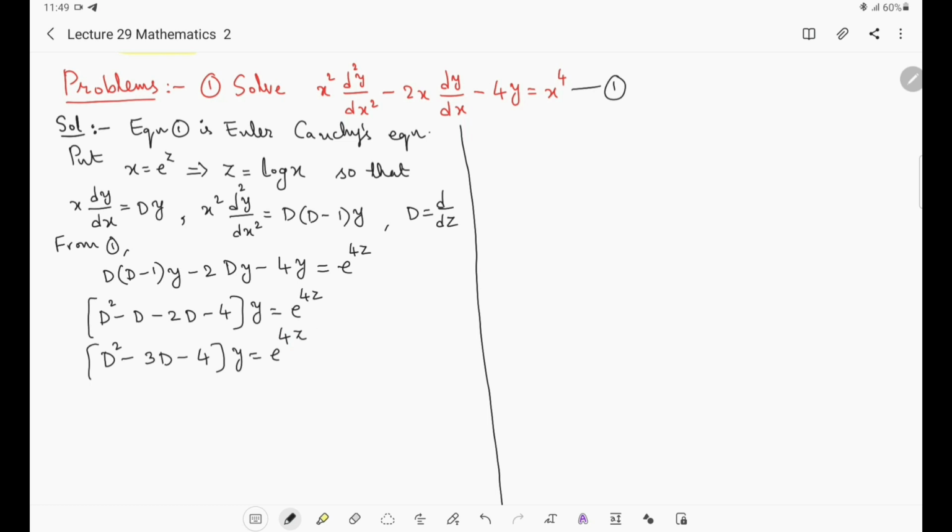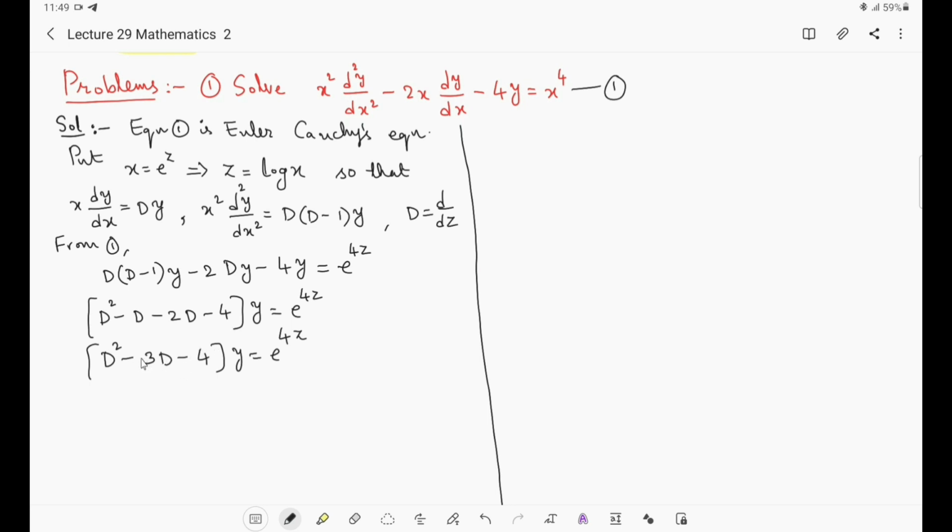Now you can see that when we take this substitution, because of these derivatives, the given equation, which is Euler-Cauchy's equation, became a constant coefficient equation. This equation 1 is a variable coefficient equation. Now this became a constant coefficient equation because of these substitutions. So this is how Euler-Cauchy's equation, which is a variable coefficient equation, can be solved by reducing the given equation to a constant coefficient equation.